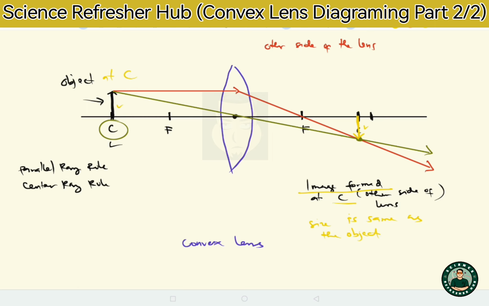All right. If the object is at C, the image will be formed also at C. The size of the object and the size of the image formed are the same. But then again, my drawing didn't say so. And lastly, if you look at it, it's inverted. It's going to be real, right? Because it's inverted. So these are the characteristics of the image formed when the object is at C.